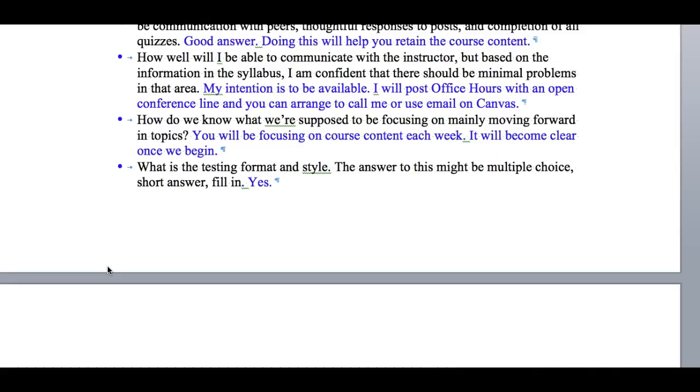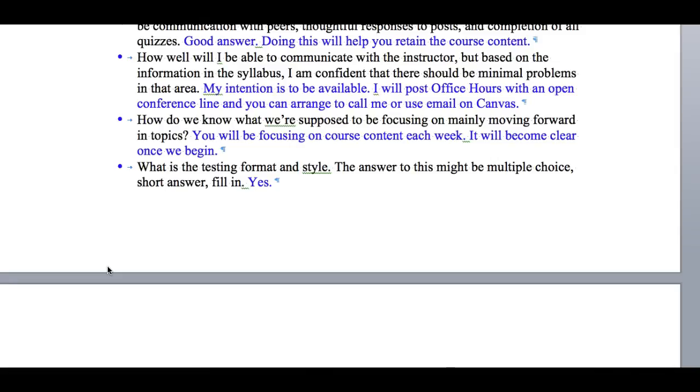How do we know what we're supposed to be focusing on, mainly moving forward in topics? You'll know because every 2 weeks when a content module comes up, you'll focus on that course content. Not only that, the chapter is broken into sections to make it easier for you to pair the content with the challenge.